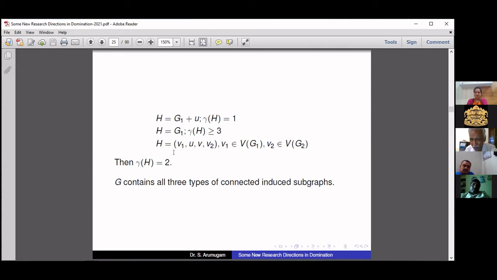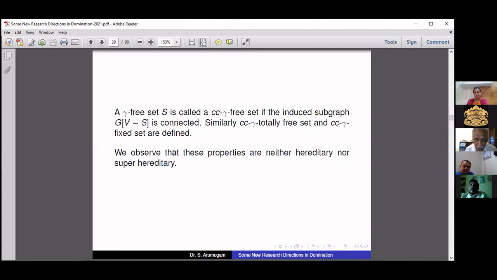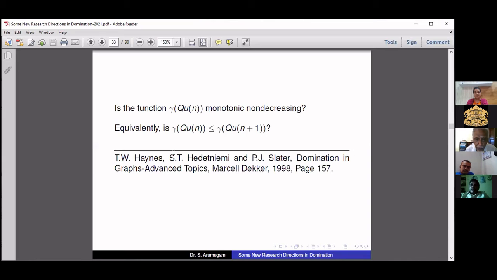The same graph, all three types of graphs I am able to exhibit. How gamma behaves when you go to an induced subgraph is a very complicated situation. Only because of this complicated situation, Quinn's problem is not getting solved. There, the problem is to show that for the induced subgraph, gamma is not going up. That is Quinn's problem.